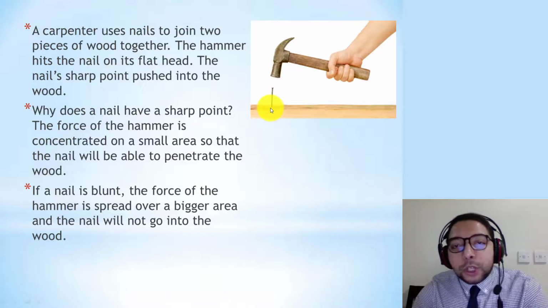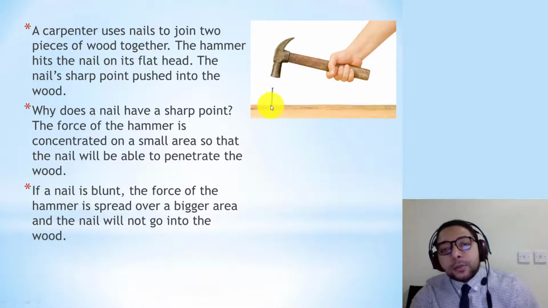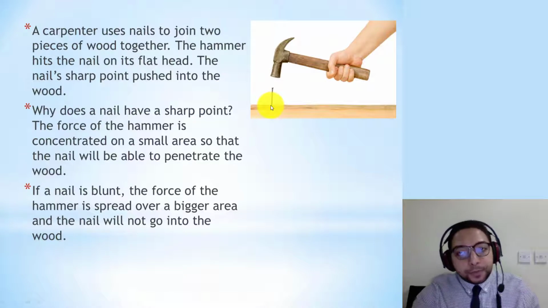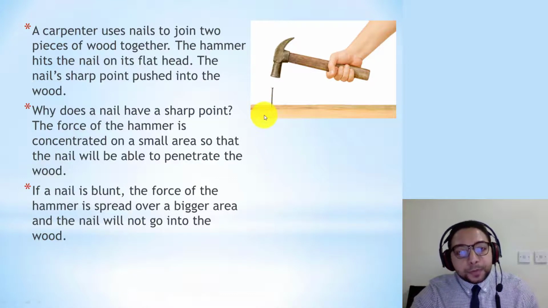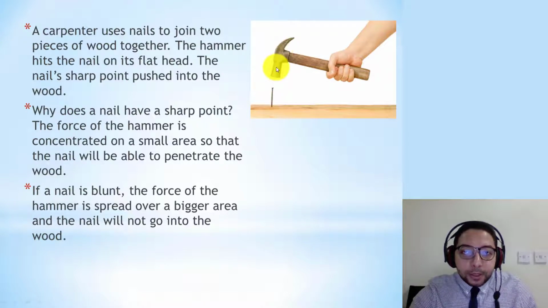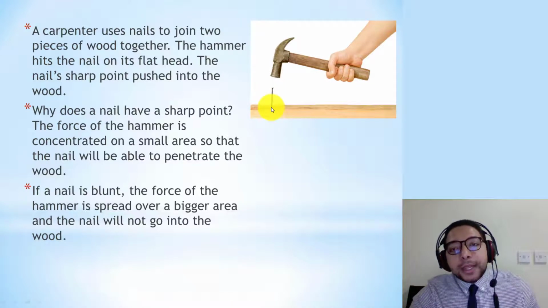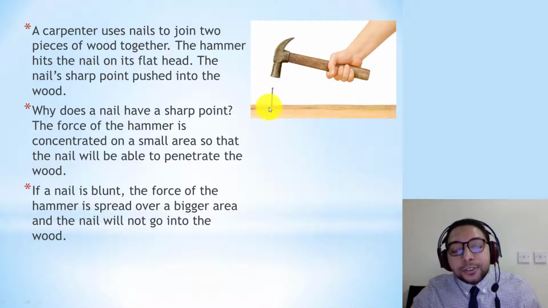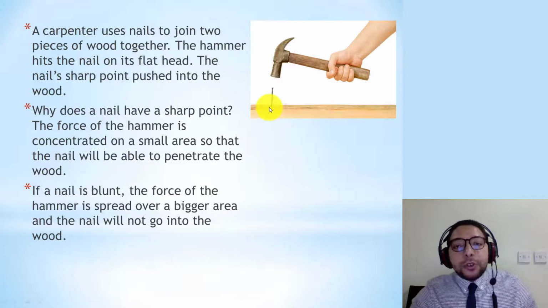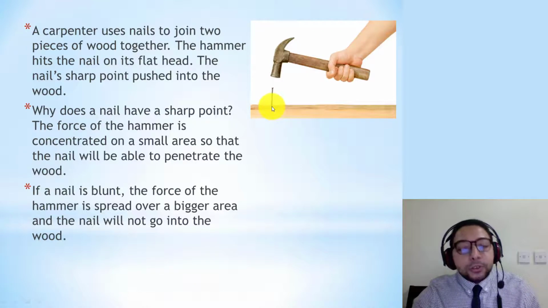The nail has a pointed sharp head. Why do you think the nail has a pointed sharp head instead of a flat head? I'm talking about the part which is in the wood. Why is it so sharp and pointed? Yes, exactly. It's sharp and pointed, so the force applied from the hammer is concentrated on a very, very small area, and this makes the nail penetrate the wood. On the other hand, applying a huge amount of force on a small area increases the pressure, so the nail goes through the wood perfectly.